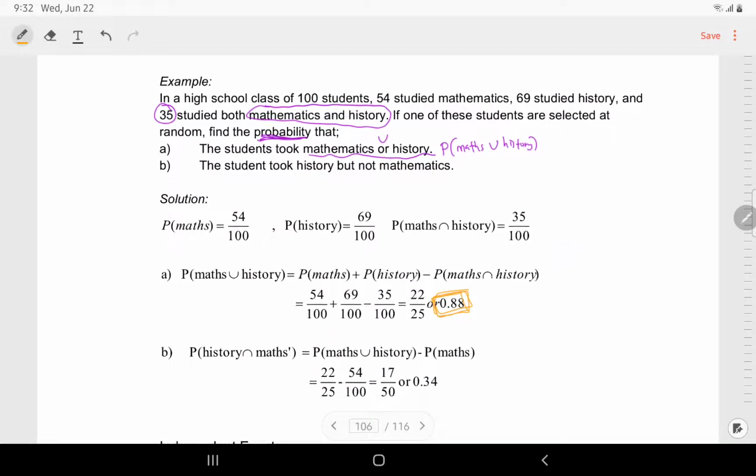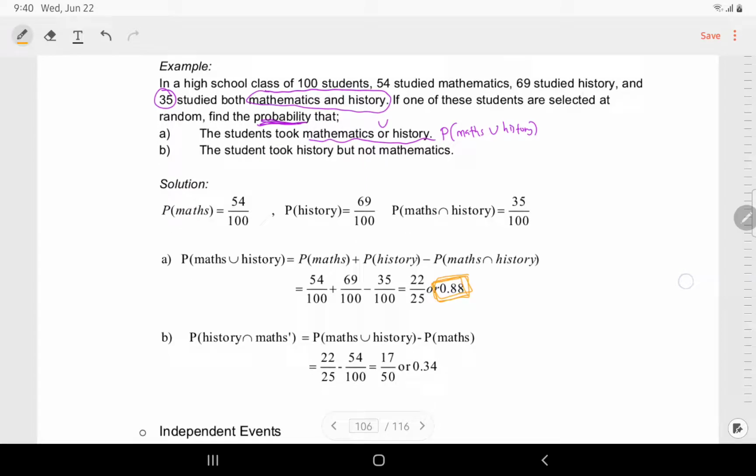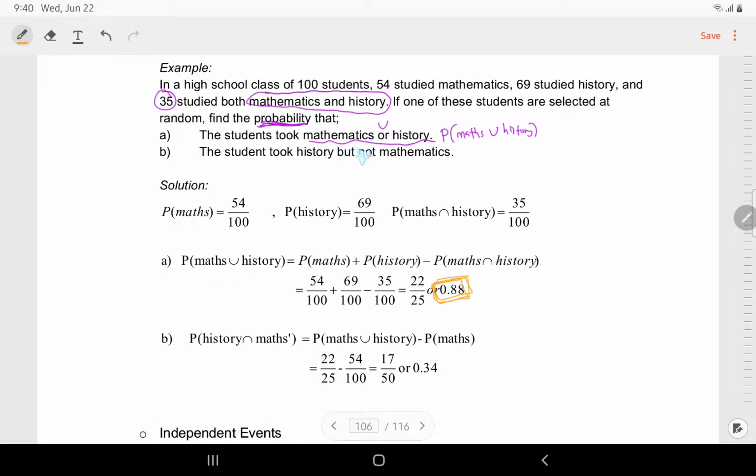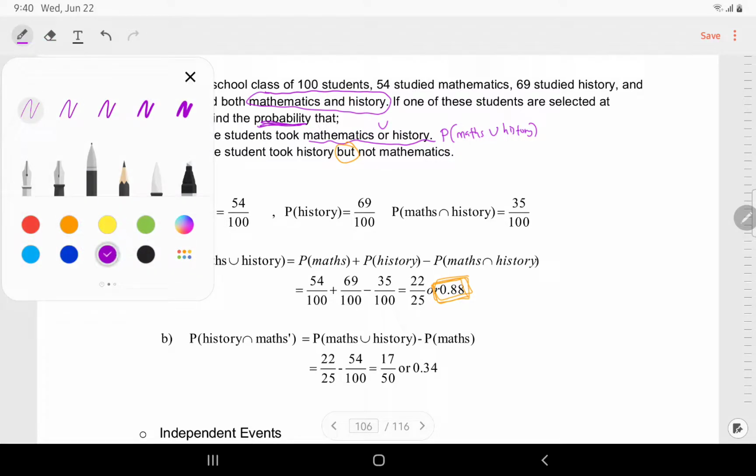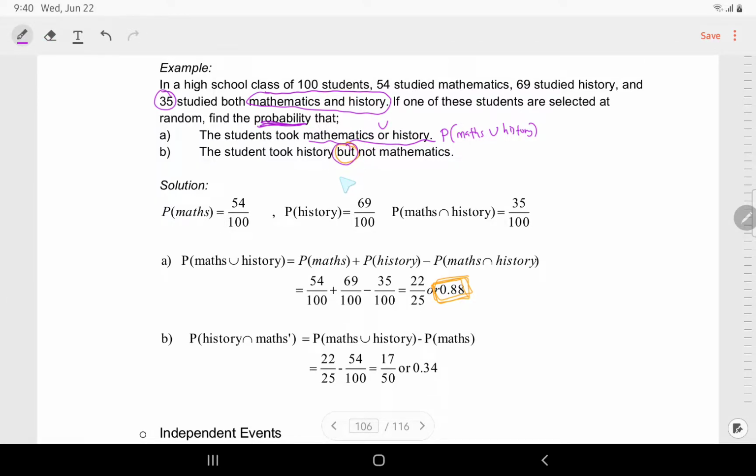Okay, number 2. Okay, question B. The student took history but not maths. Okay, but kalau ada nampak but tu maksudnya sama dengan simbol N. So we need to find probability for history and maths complement. Okay, maths complement means not maths. Okay, bukan matematik. Maths complement.